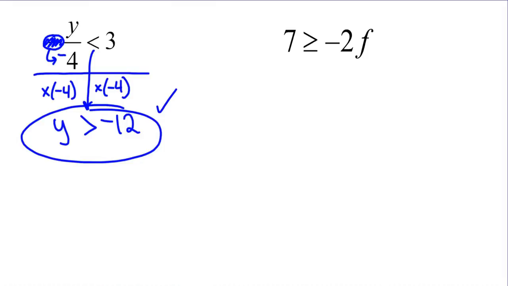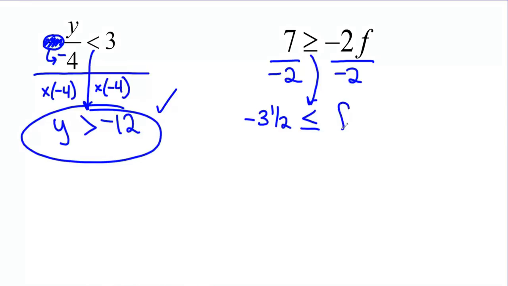Next one, 7 is greater than or equal to negative 2f. I'm going to have to divide both sides of this inequality by a negative 2. And again, I'm dividing both sides by a negative number, so I know this inequality symbol needs to be reversed, and that is negative 3.5 is less than or equal to f.